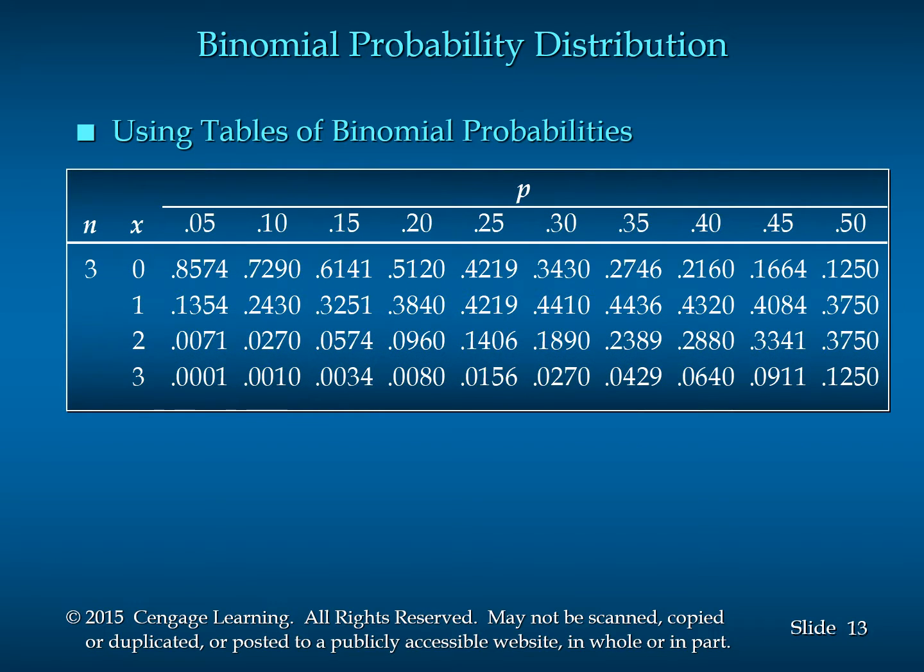The binomial table looks like this, with probability p across the top, values of n on the left side, and for each value of n, the probabilities of the different values of x.